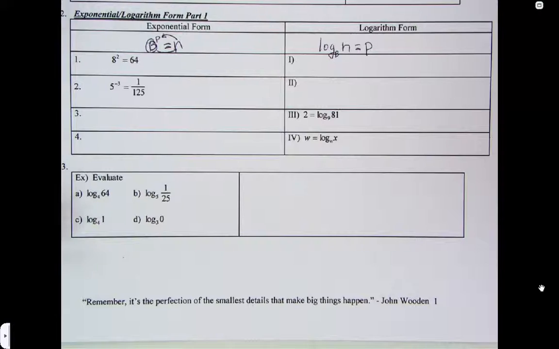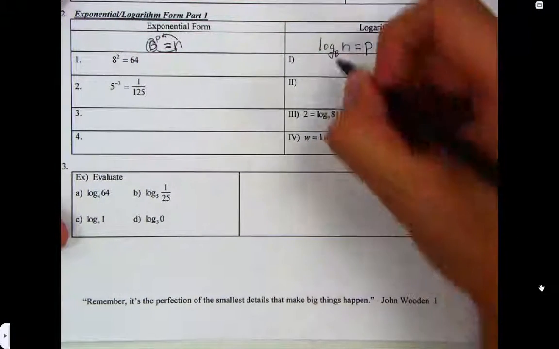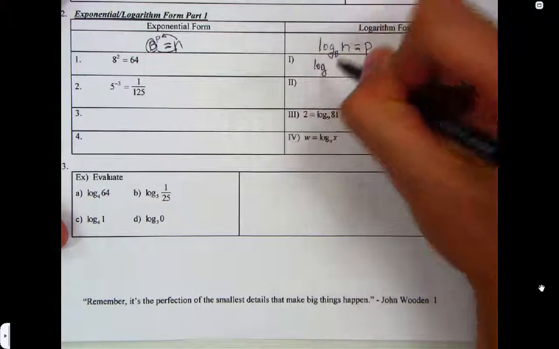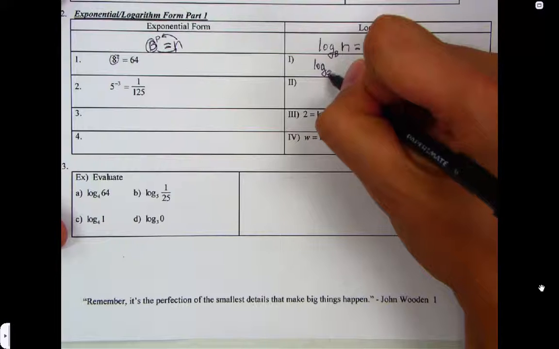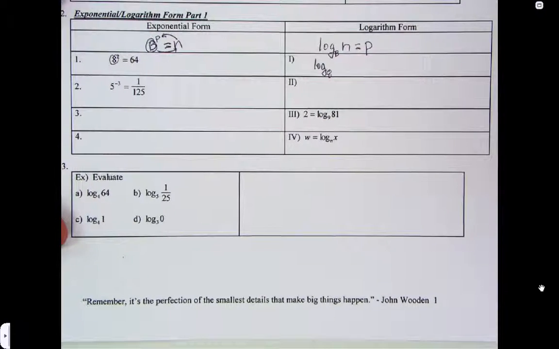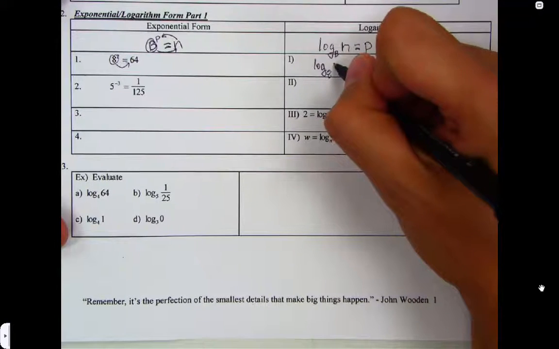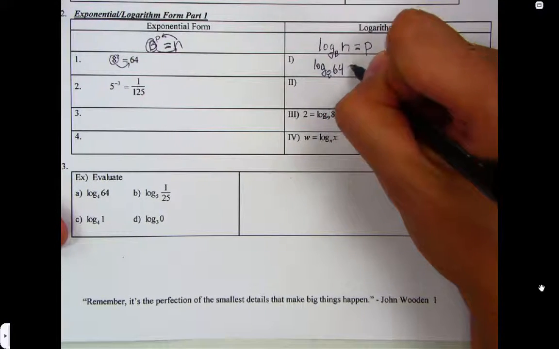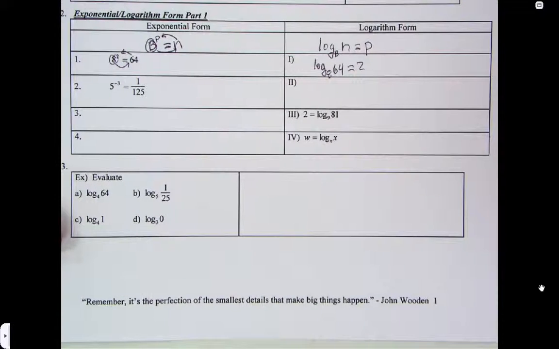Okay, so we're going to practice right here. 8 squared equals 64. We're going to put that in log form. So we're going to write log. The base is 8. So I'm going to put that right next to the g. On the other side of 8 is 64. So I'm going to put 64 equal to the exponent 2. And you're done.